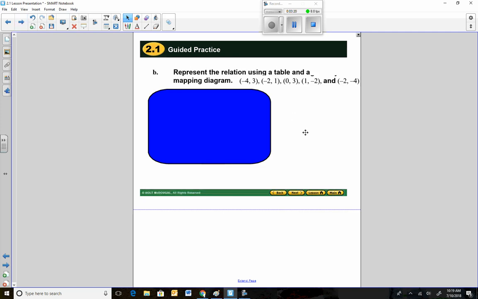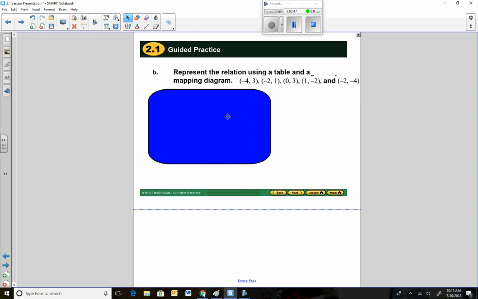All right, here's another one for you to try out. I would like you to take those same coordinates now, and let's go ahead and use a table. So create a table, an X column and a Y column. And then also map it. Put a map. Put an arrow between every X and every Y that actually is related to each other. Okay, pause your video, give it a try.